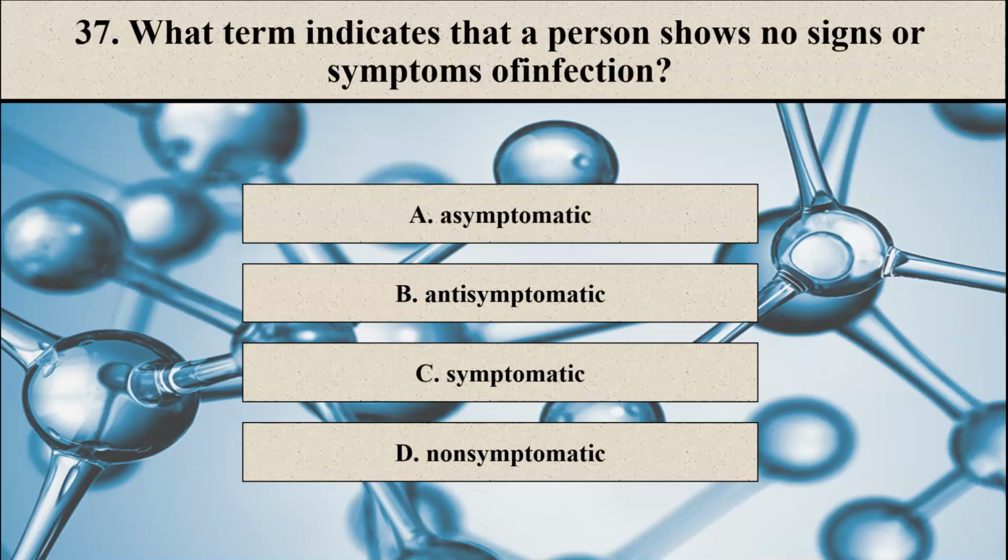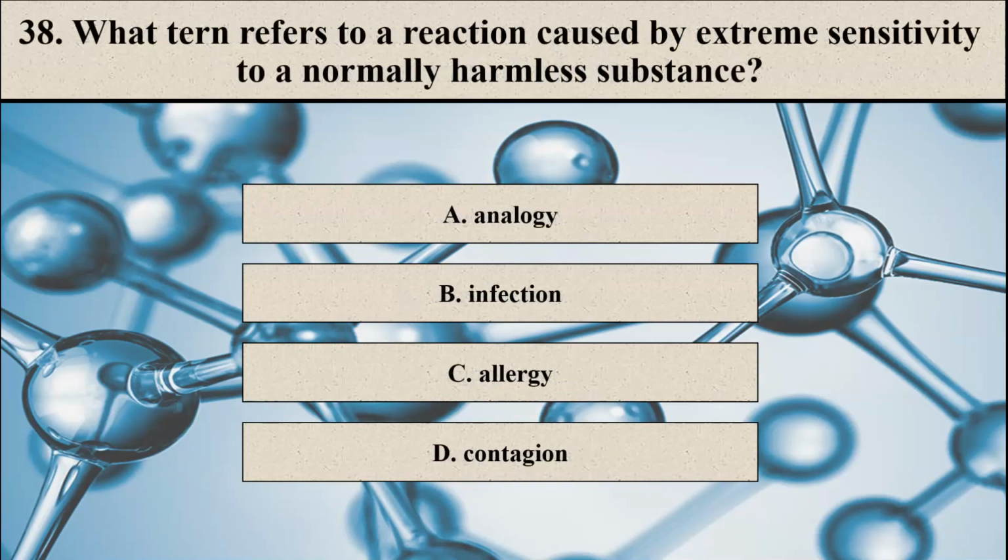What term indicates that a person shows no signs or symptoms of infection? Asymptomatic, anti-symptomatic, symptomatic, non-symptomatic. If you chose A, asymptomatic, you are correct.